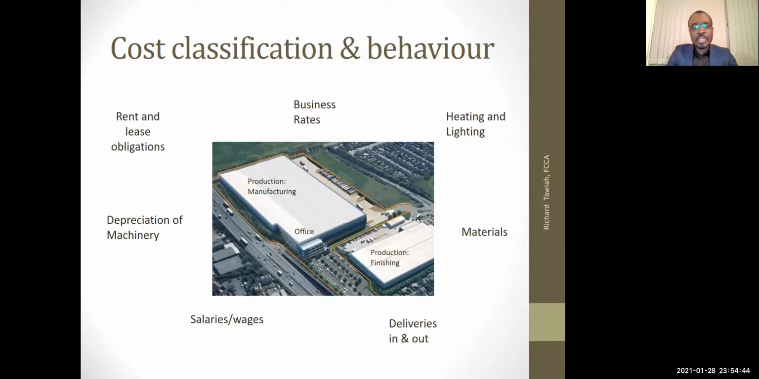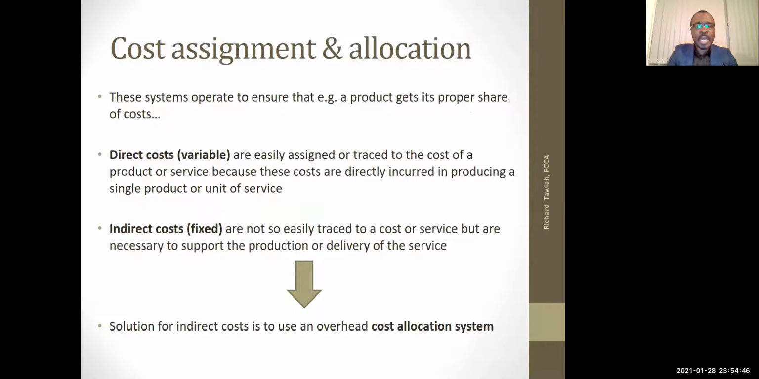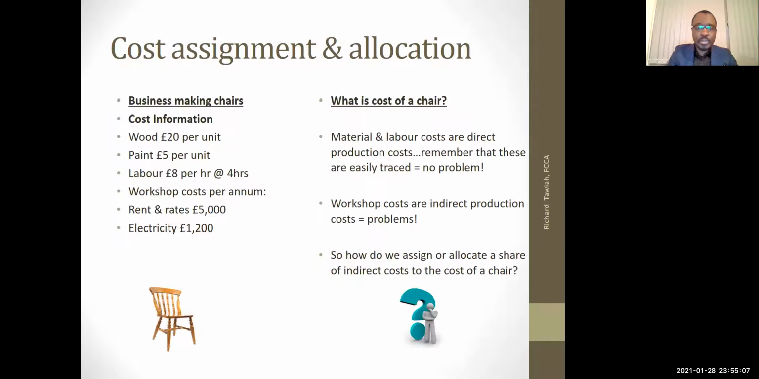Now let's delve deep into this allocation or assignment of cost. The direct costs are easy. We can easily trace them. And of course, we can simply add them to get the product cost. But the indirect cost, like I said, we need to have an appropriate allocation system which will help us absorb these indirect costs into the product cost.